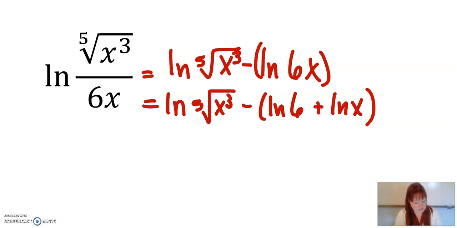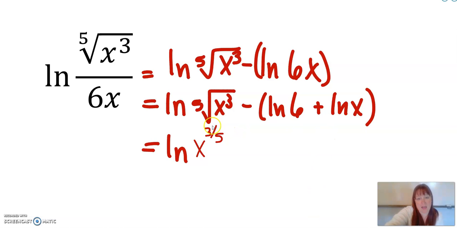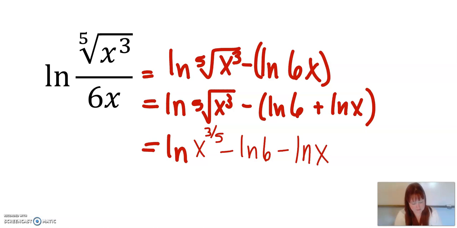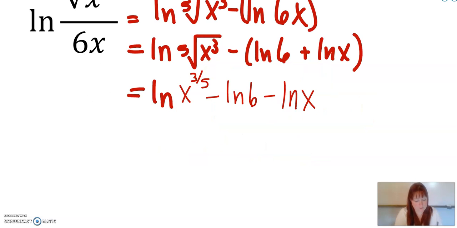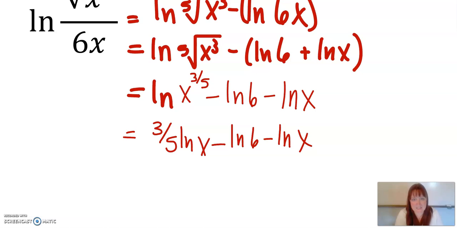Now this is the one that you're all dreading and you think it's going to be super bad, but we have this fifth root. Now remember, we can rewrite this fifth root as an exponent. So we can write this as x to the 3/5, because we have our exponent over our index. So we can rewrite it just like that. And then I can say minus ln of 6 minus ln of x. And now I have an exponent up there, so I can just bring it on down. 3/5 ln of x minus ln of 6 minus ln of x. Isn't that easy?